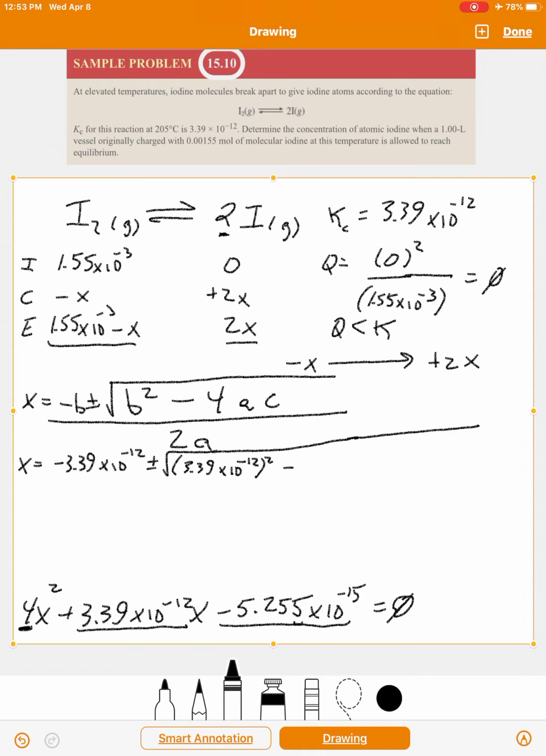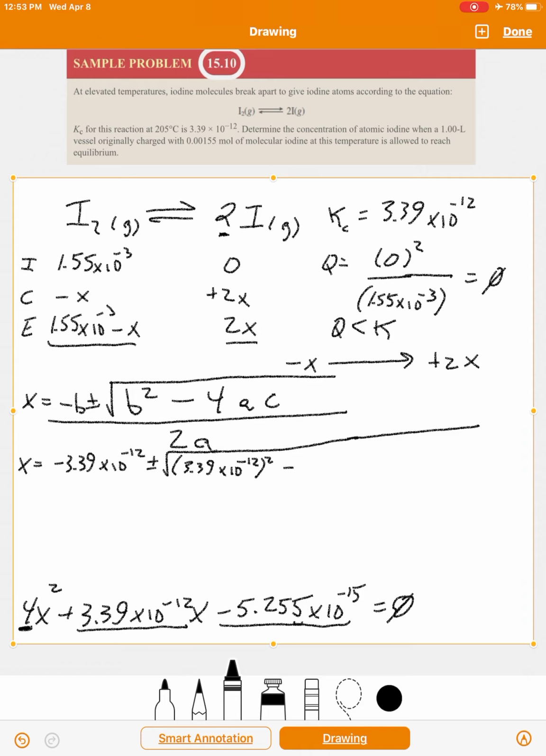Okay, so how do we simplify this? Well, remember, you're going to square what's in the b squared. You've got to square that one, and then you're going to subtract 4ac from that. So we get minus b, and then you get plus or minus the square root of 8.407 times 10 to the minus 14, and then over 8. Okay.